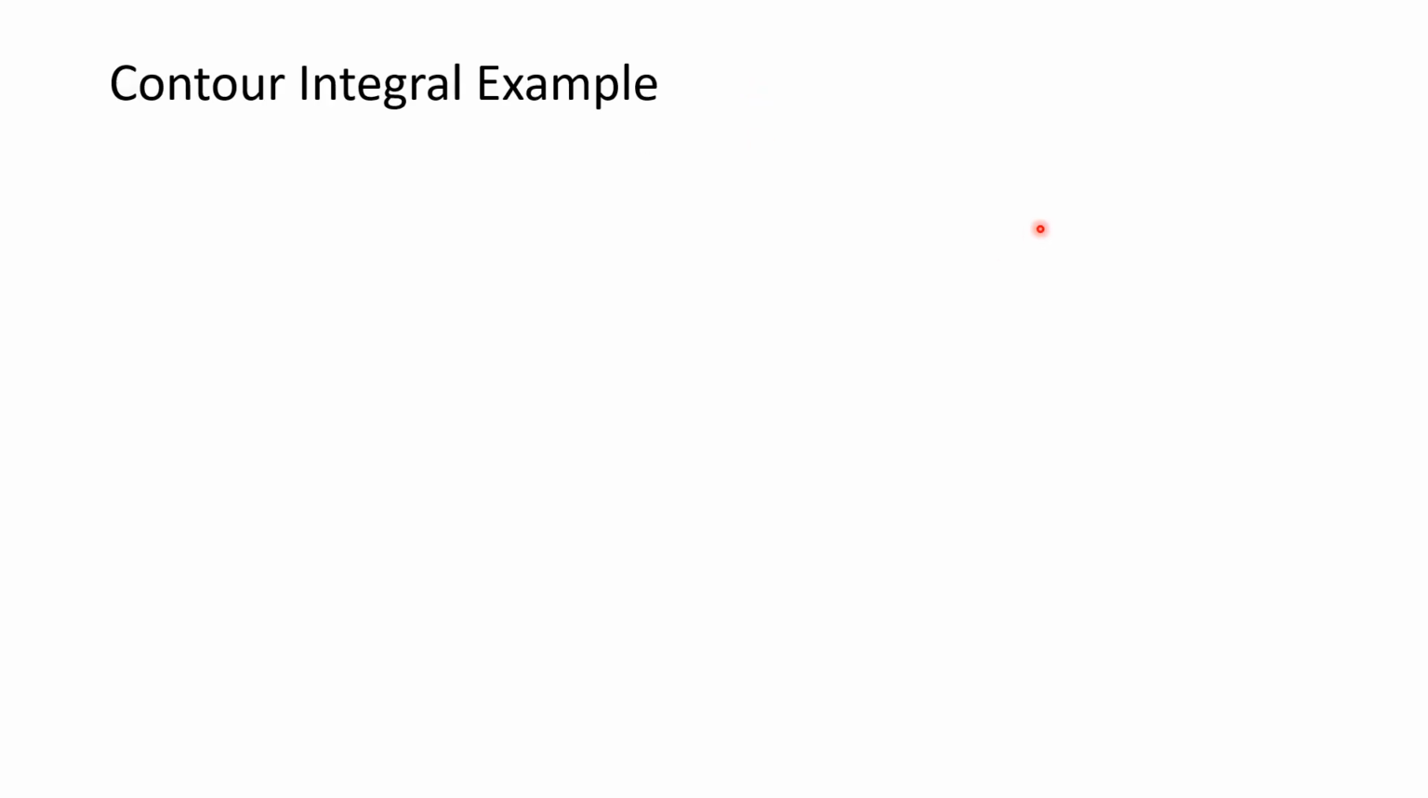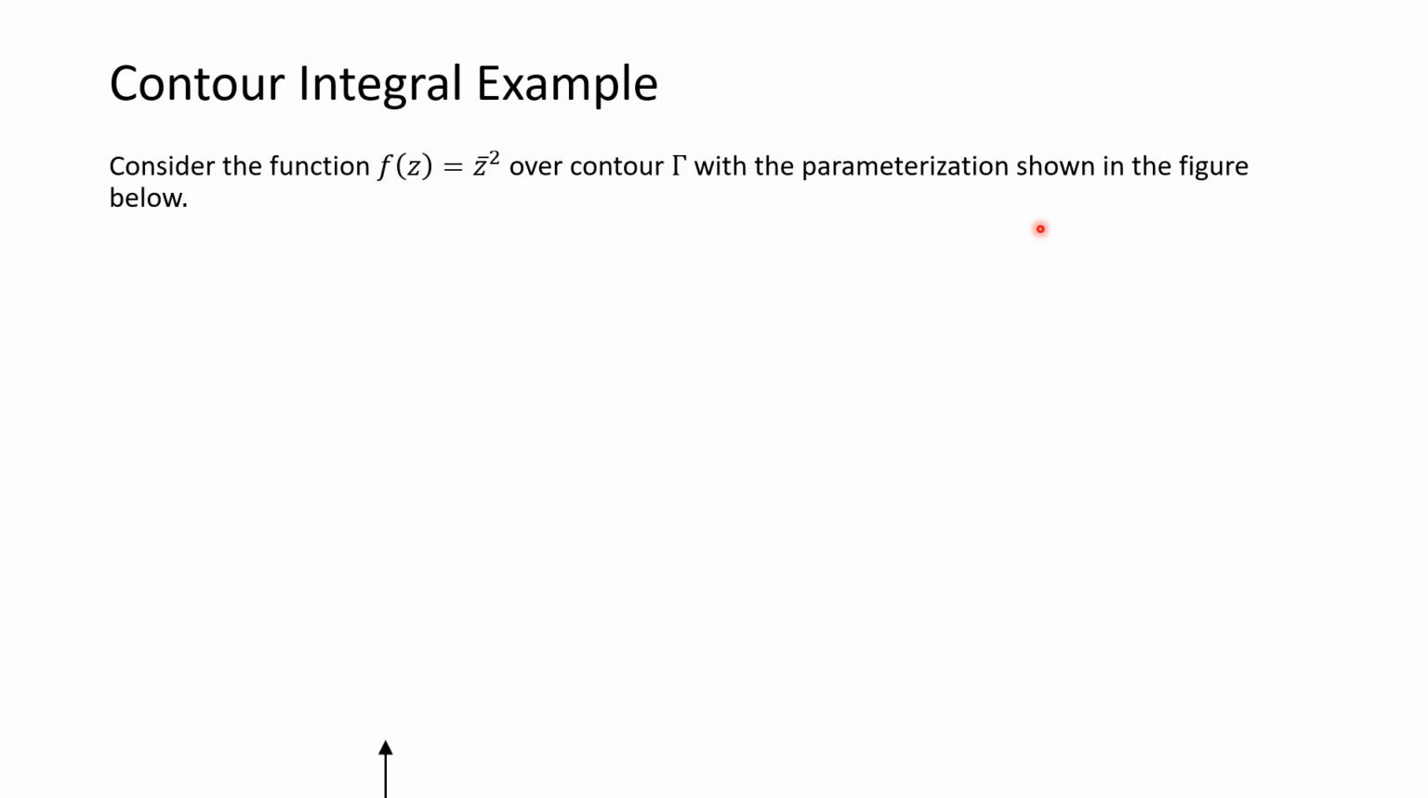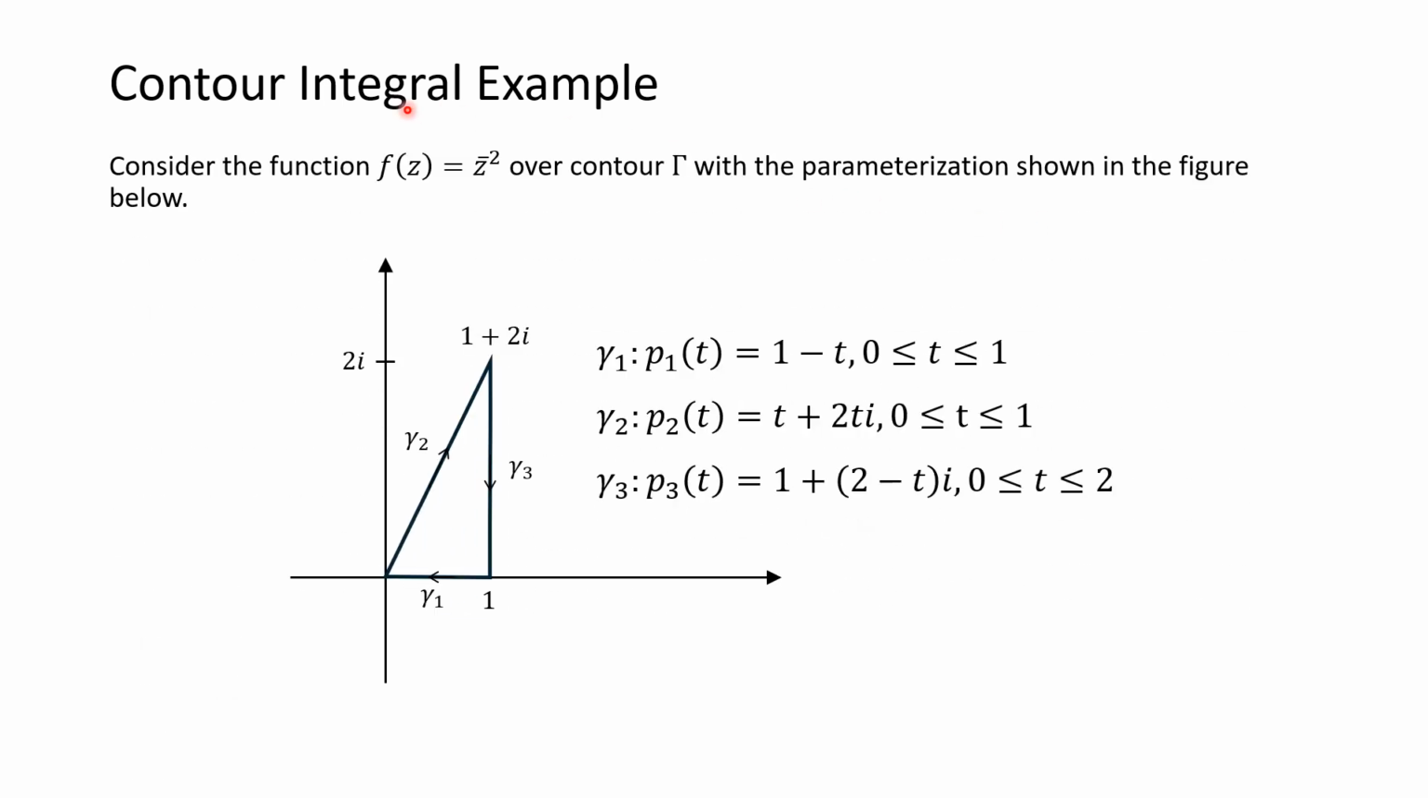So in the following slides, we're going to do an example of a contour integral. The function is f of z equals the conjugate of z squared, and the contour is made up of 3 parts as we've shown in the figure here: gamma sub 1, gamma sub 2, and gamma sub 3. Basically 3 straight lines, which we've parameterized with these equations here.